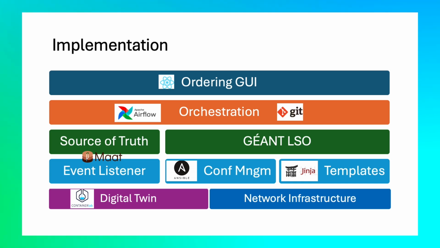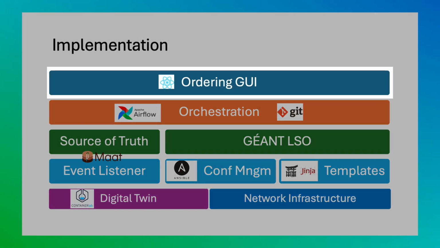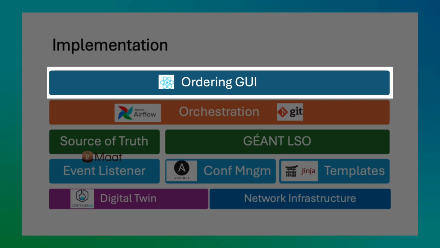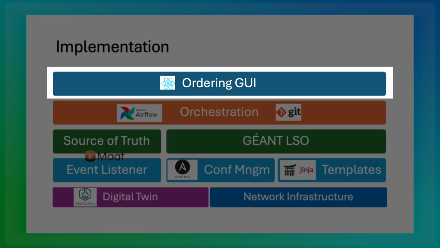For the implementation, we used a number of components: ordering GUI, orchestration engine, source of truth together with event listener, the Giant lightweight service orchestrator, and underneath Ansible with Jinja templates. We are doing a dry run test using a digital twin, and then if everything is okay, we configure the devices in the network infrastructure. Let's see first how the ordering GUI looks like.